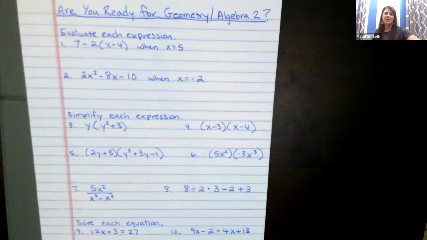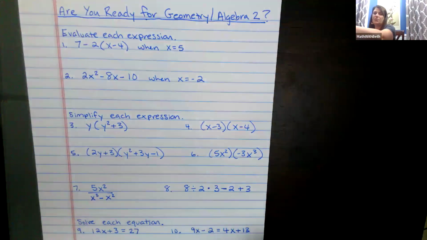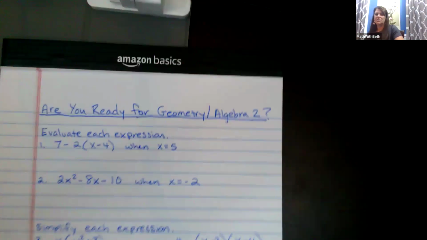And this time we're going to get ready for geometry and algebra 2. So if you're heading into one of those courses, here are some of the skills that you need to be comfortable with before you go to geometry or algebra 2. So take a screenshot or pause the video and try these on your own if you can, and then watch me go through them. So first, evaluating expressions.